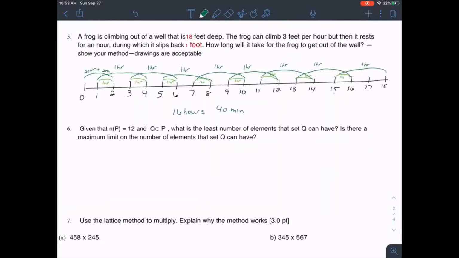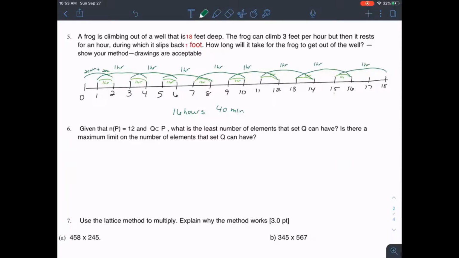All right, so number 5 says a frog is climbing out of a well that is 18 feet deep. The frog can climb 3 feet per hour, but then it rests for an hour, during which it slips back 1 foot. How long will it take for the frog to get out of the well? Show your method. Drawings are acceptable.